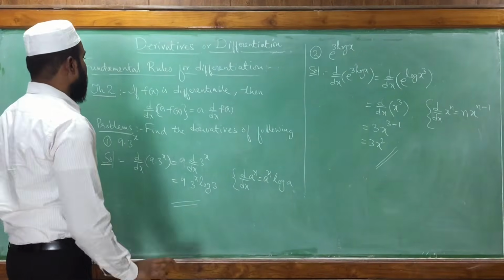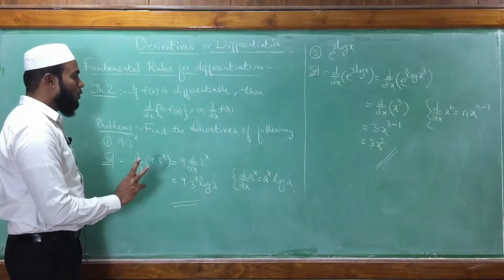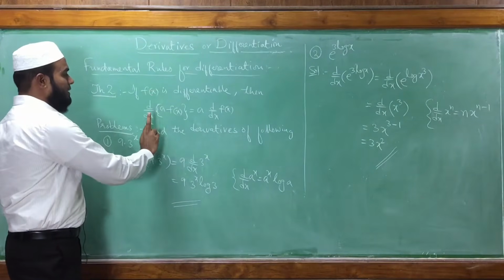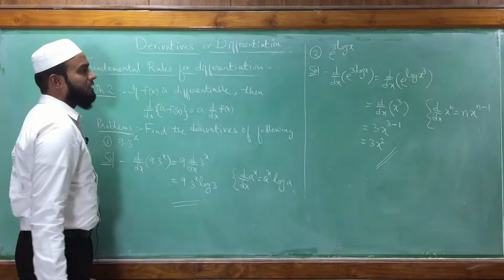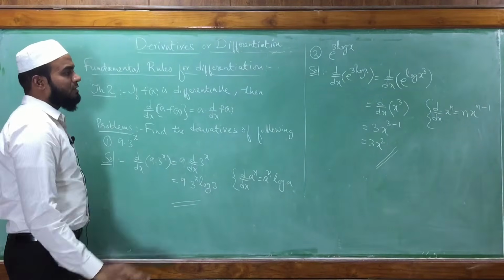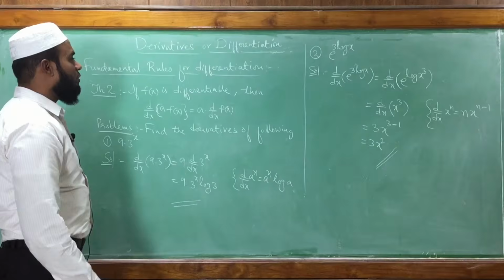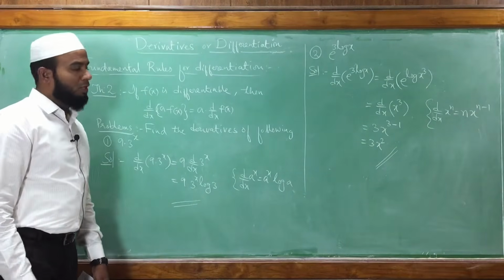Here we have used the rules. Just now we have studied two rules. Derivative of constant is 0. Second rule is derivative of a into f of x is nothing but a into derivative of the function. So by using these two rules we have seen a few problems. Now we will go for the next two rules. So up to that you have a look at this.